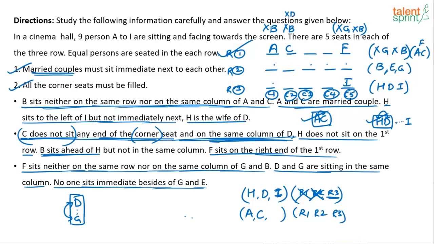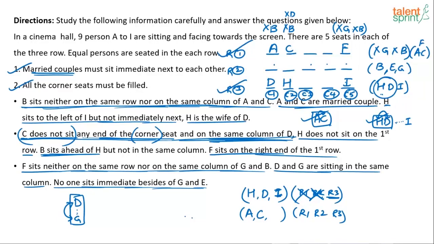C and D cannot be in the same column. Now we know that H and D is a married couple. Since D cannot come here, D has to come here and H comes here. See, D and H. So C does not sit in the same column as D. Right? So I think row 3 is also done. Only row 2 is left out, B, E and G.